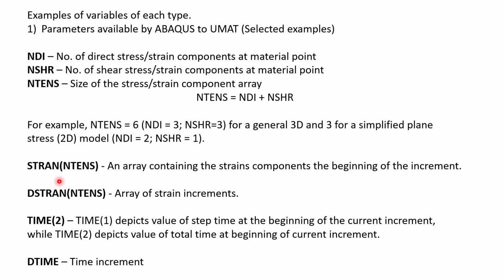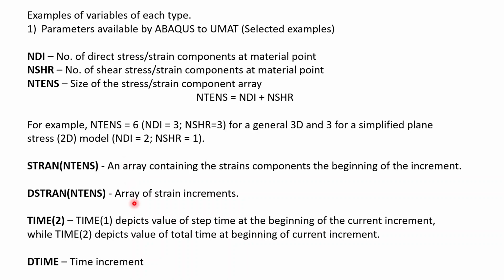Other than that, we have certain other variables like STRAN. STRAN depicts the array containing the strain components, the input strain components at the beginning of the increment. DSTRAN refers to the incremental strain. So this is the absolute value of the strain at the increment beginning, and this refers to the increment of strain. If I say this is epsilon, it's an array containing epsilon 11, epsilon 22, epsilon 33 and so on.